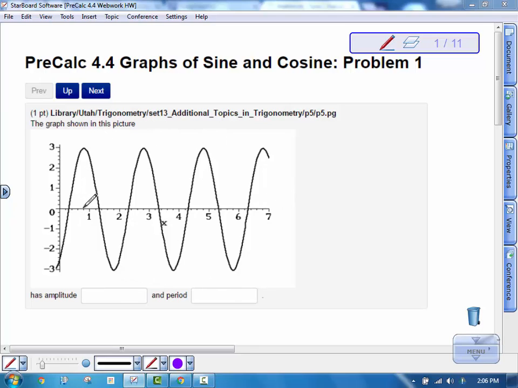The amplitude is just the distance from the median, the middle, of the sine function to either the top or the bottom, and it's just the absolute value of that distance. So in this case, the amplitude is 3. The period is the distance from peak to peak, or you could do it from this intersection point to this intersection point, however you want to look at it. It looks like that distance on my graph is just 2 from this point to this point.